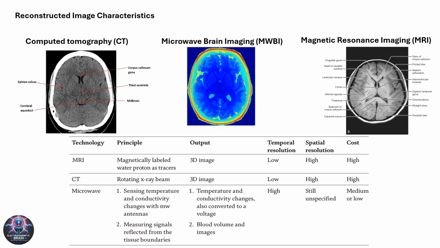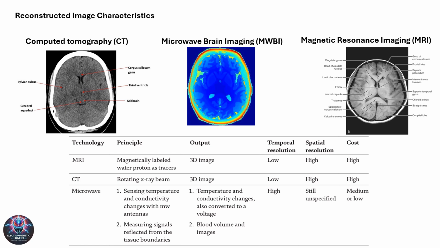CT, with its rapid imaging capabilities, is the first choice in emergencies like trauma or stroke, where speed is critical. MRI, with its ability to capture detailed structural and functional information, is preferred for in-depth studies of the brain and other soft tissues. MWBI, while still developing, is a cost-effective and portable solution for applications such as monitoring cerebral circulation or detecting strokes in real time.